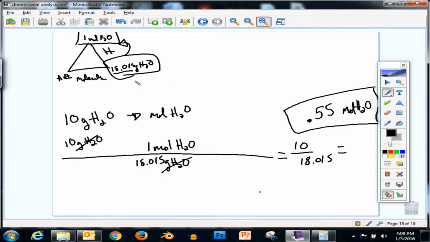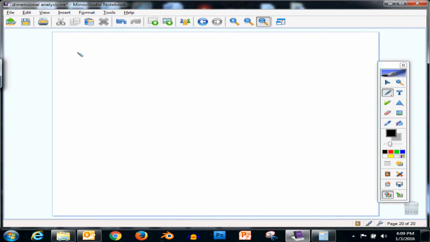Okay? Pretty simple. What is the most important part of this that you have to get right? There's two places. The first one is you have to calculate the molar mass correctly. And the second one is setting up your dimensional analysis line correctly. Okay, so let's practice another one.